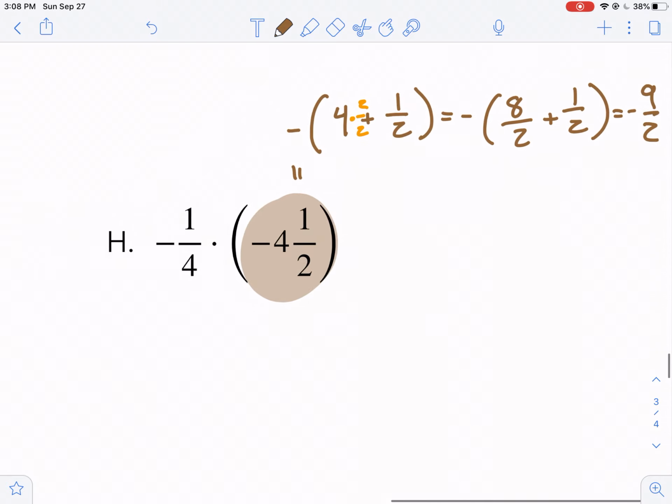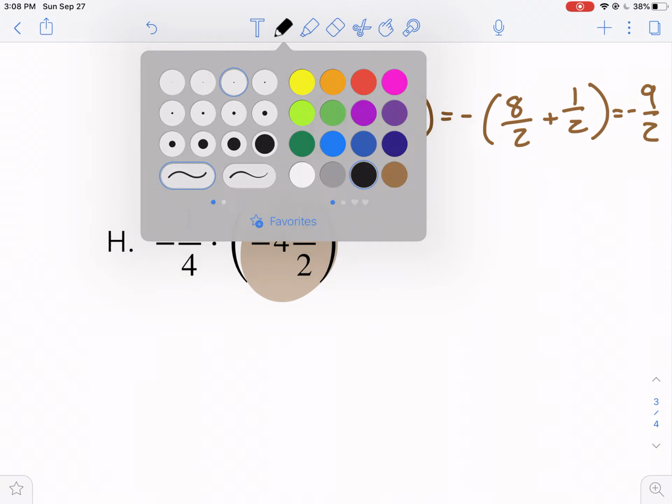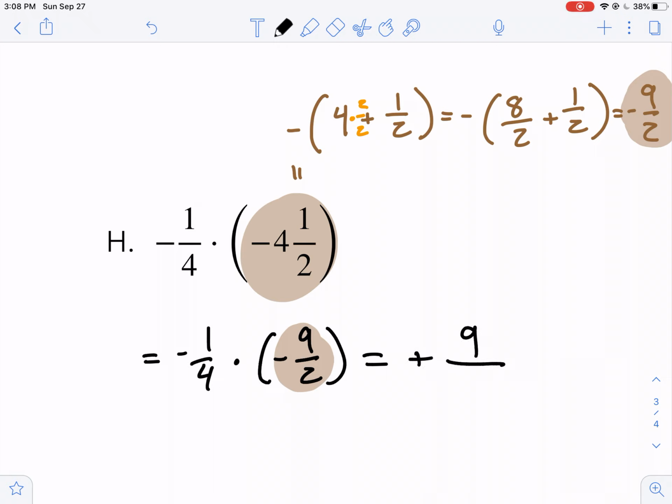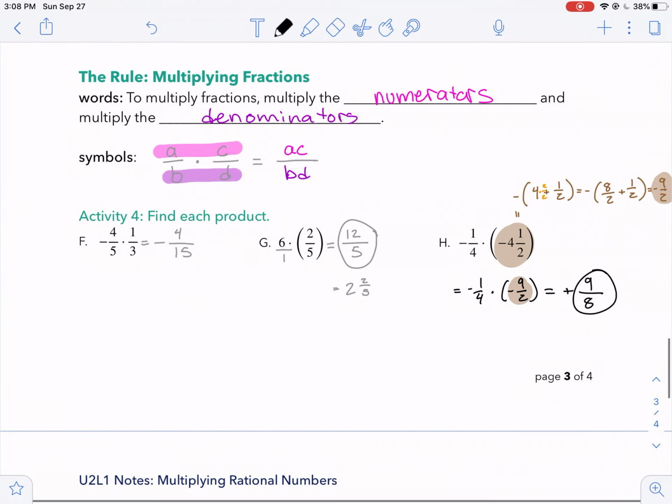So this is really the same thing as negative 1/4 times negative 9 halves. And now let's multiply across. We have 2 negatives, makes this positive. We have 9 over 4 times 2 is 8. 9/8.